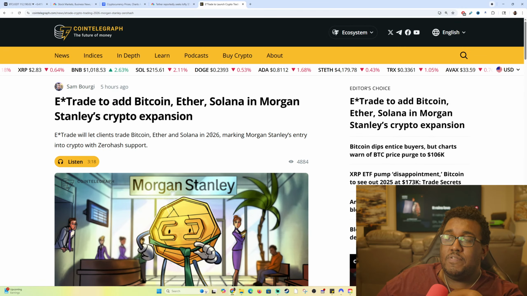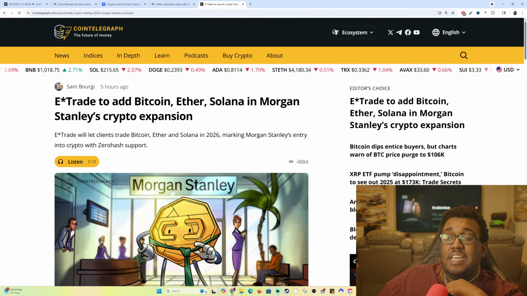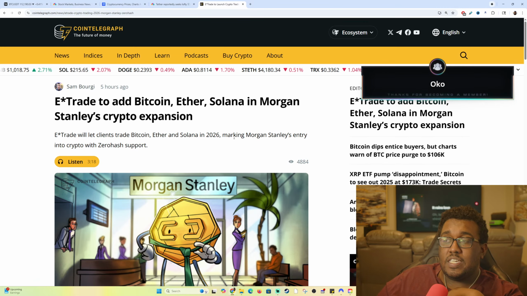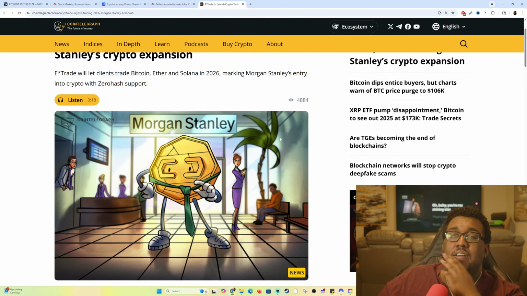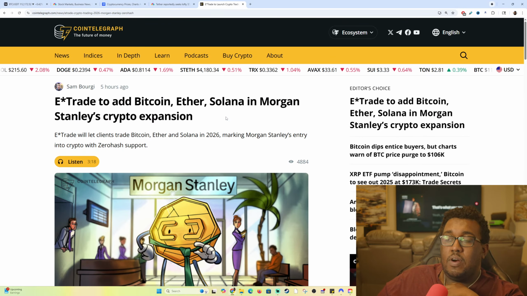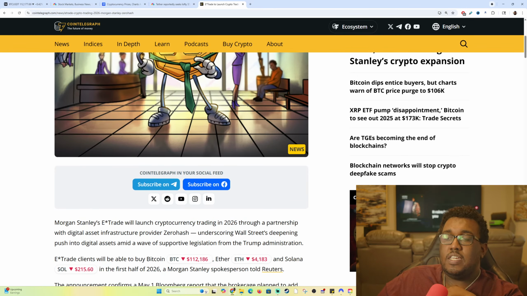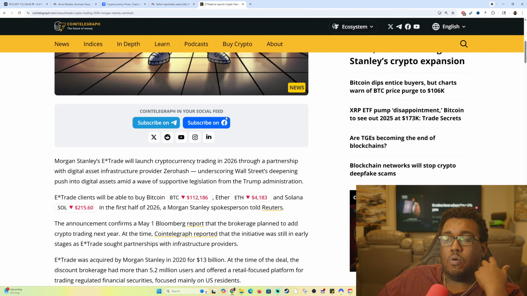And the last little bit of news here is that E-Trade is adding Bitcoin, Ethereum, and Solana in Morgan Stanley's crypto expansion. E-Trade will let clients trade Bitcoin, Ethereum, and Solana in 2026, marking Morgan Stanley's entry into the cryptocurrency market with Zero Hash support. This is what you want to see here, guys. Again, more access to buy cryptocurrencies, more people buying cryptocurrencies. This is what you want to see to have a really nice rally. More liquidity, more access to the market will make things a lot easier.